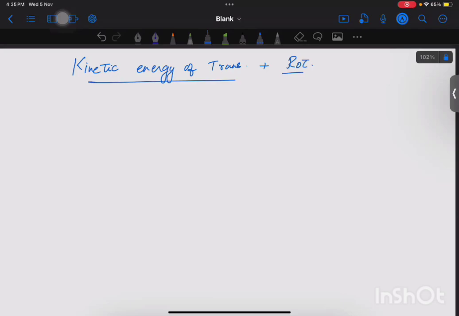So now let's take a case where you have an object that is simply translating. When we say it is translating, every point has the same velocity at any instant of time. So in this way, this is the translating object over here, right?